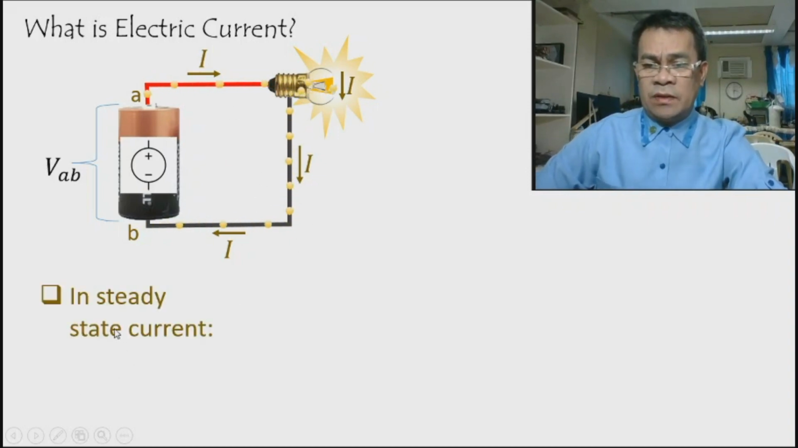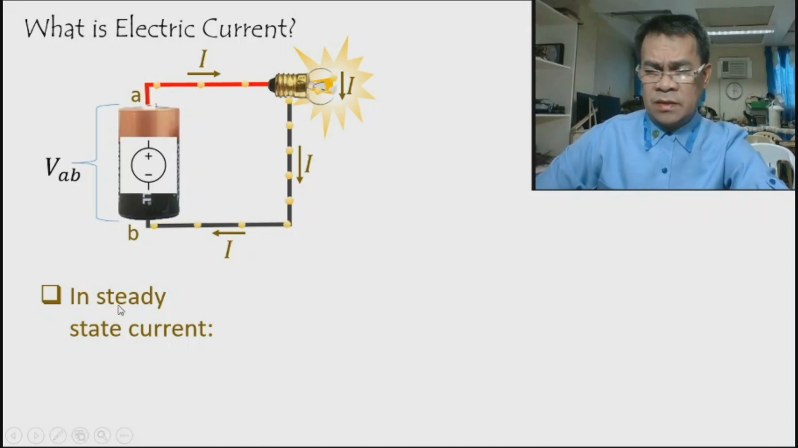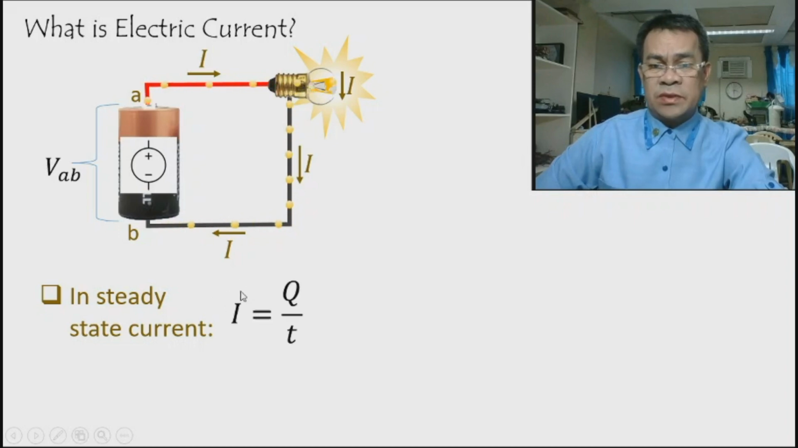Okay, now there are two kinds of current. We have the steady state current, which means that the current does not change with time. So if you wish to calculate the amount of the steady state current, it's simply Q over T.